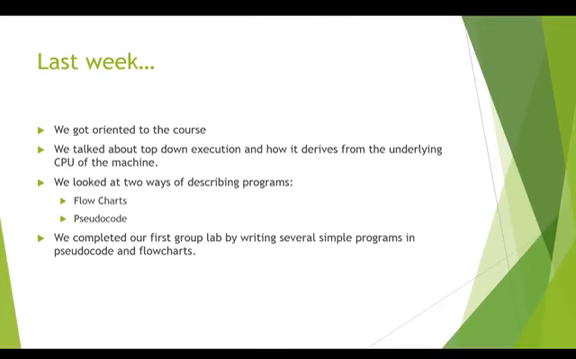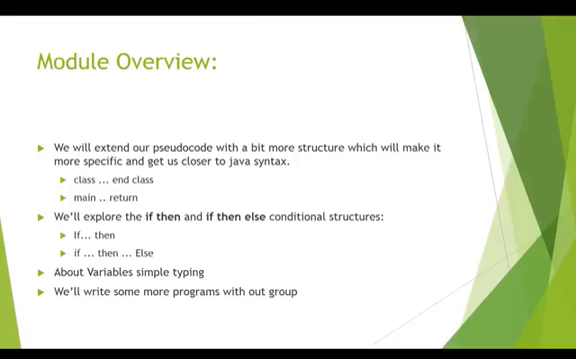Last week we got oriented to how the course would work. We looked at Blackboard, our labs, and how to log in. We talked about the basic machine architecture behind programming that leads to the top-down execution idea. We looked at two ways of describing programs, flowcharts and pseudocode, and we wrote some simple programs in each of those ways. And then we did some more simple programs with our first group lab.